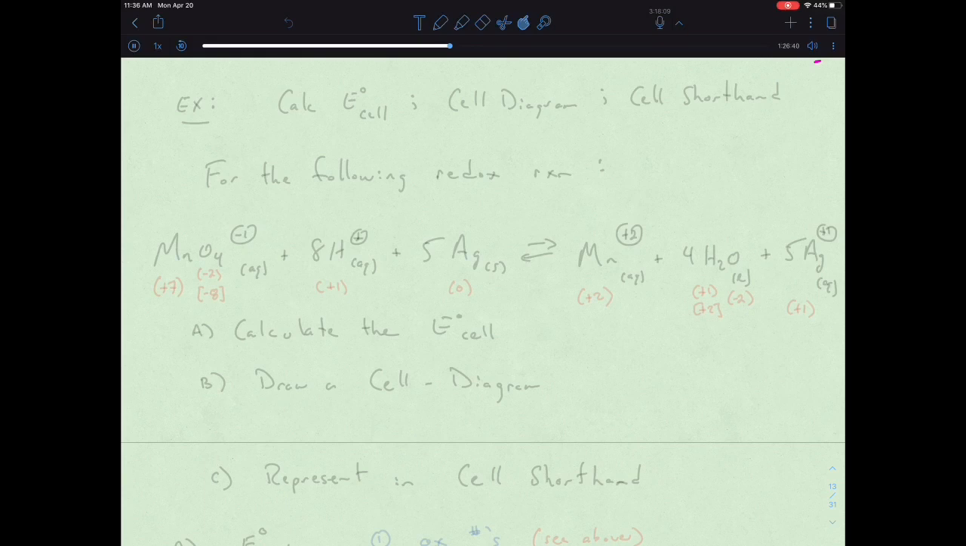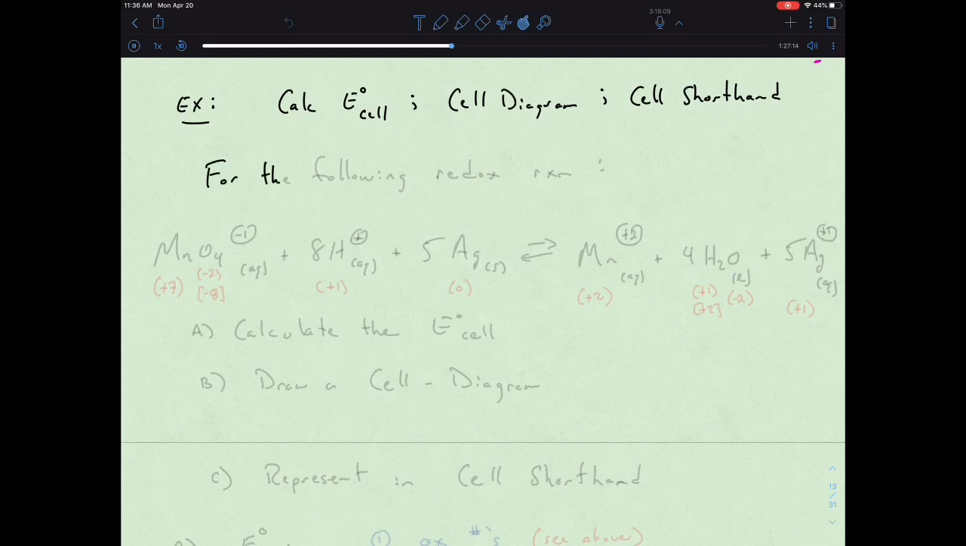So let's do an example of now all three of these recent ideas as far as calculate cell potential, this idea of the cell diagram, and this idea of then cell shorthand. So here we have our example.